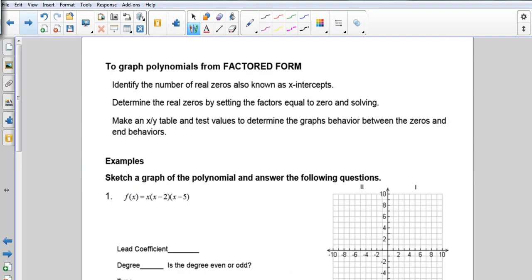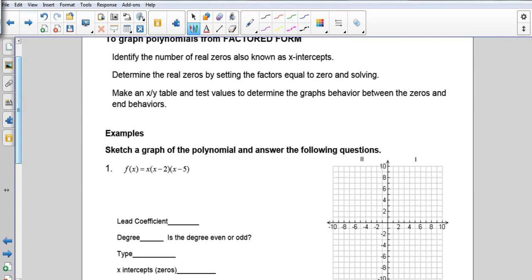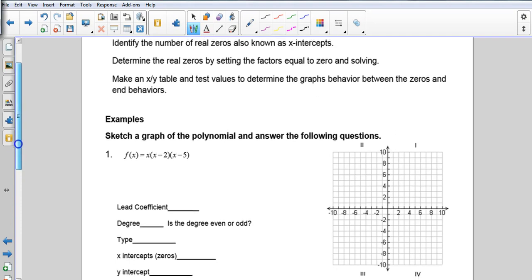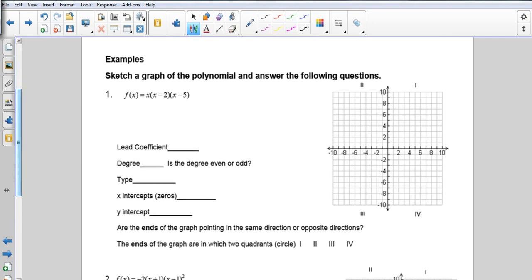So to graph polynomials in factored form, first we're going to identify the number of real zeros, known as the x-intercepts, looking at the highest exponent. Got lost in the word there for a second. Determine the real zeros by setting the factors equal to 0 and solving. Make an XY table and test values to determine the graph behavior between the zeros and the end behaviors. So this is going to be a little bit more work, and we can use our graphing calculator for this also. We can enter this right in our graphing calculator just the way it is and it helps us get this information.